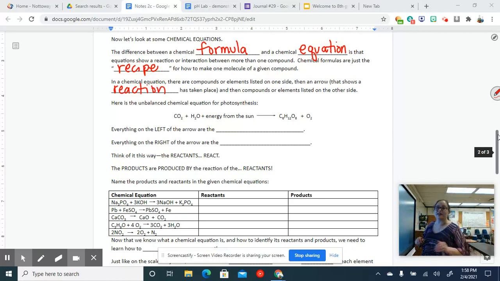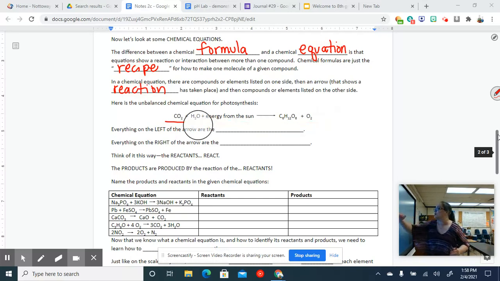That arrow is not an equal sign. It means that something magical has happened and things have changed. And then there's going to be more compounds or single elements on the other side. So here, this is the unbalanced chemical equation for photosynthesis. So we've got CO2, which is one of the ones you're supposed to know.